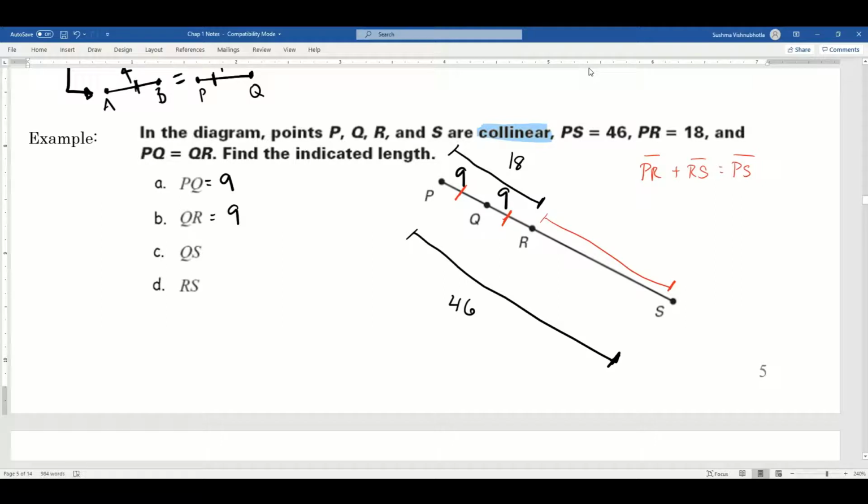And PR here is 18, plus RS, which is what I don't know, is equal to the entire segment, 46. So RS, you treat it as a one-step equation, subtract 18 on both sides, and you should get 28. So RS is 28 units.